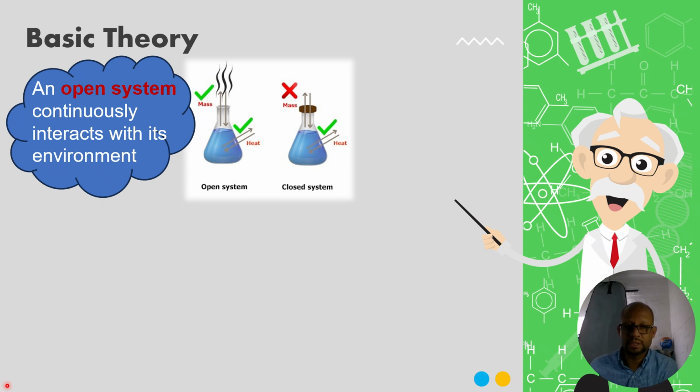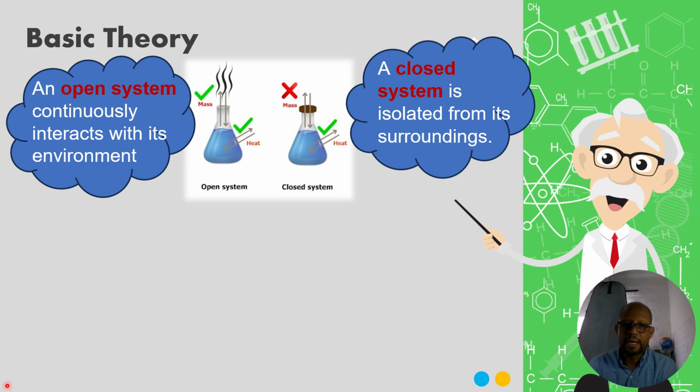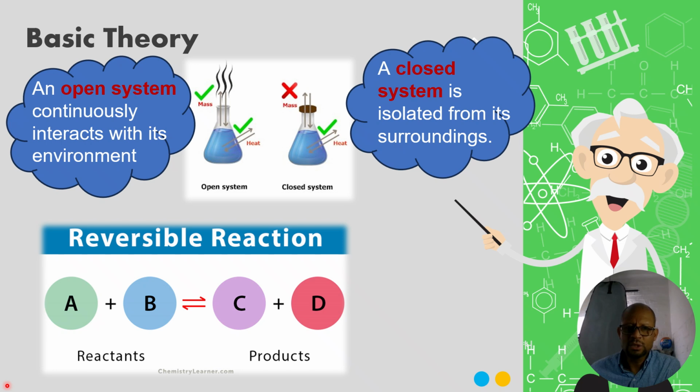In a closed system, only the energy is going to leave or exit the system. No mass is going to leave the system or enter the system. That's a closed system. According to our definition, remember that a closed system is an isolated system from its surroundings. And once we know these two parts, we can apply them to a special type of reaction, and in this case, it will be reversible reactions.